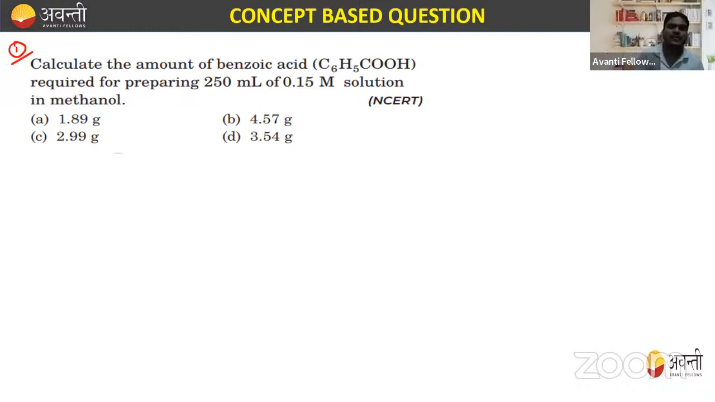So you have to calculate the amount of benzoic acid required for preparing 250 ml of 0.15 M solution in methanol. Here molarity is given, volume is given, and the name of the solute is given. So you have to calculate the amount of benzoic acid, that is, the amount of the solute. I'm giving you 1 minute for this question. Try to solve it. Then I'm going to discuss the solution if you face any difficulty.